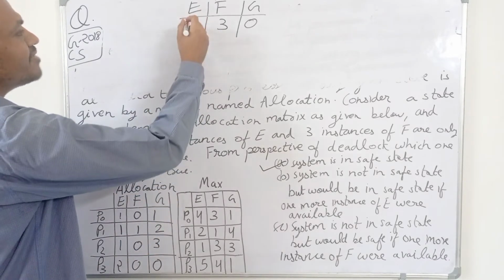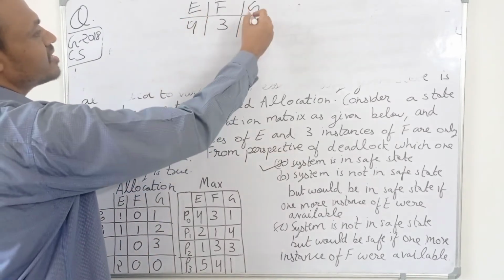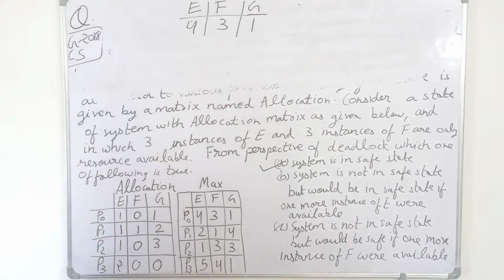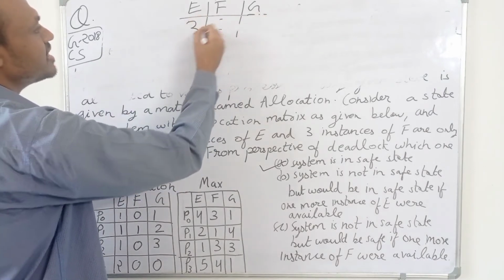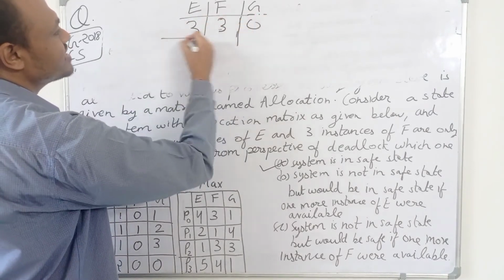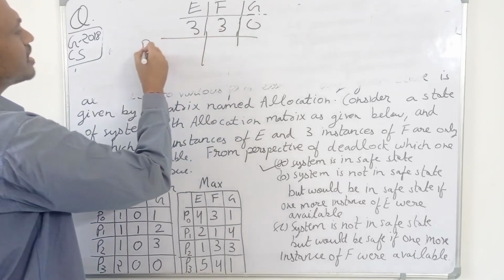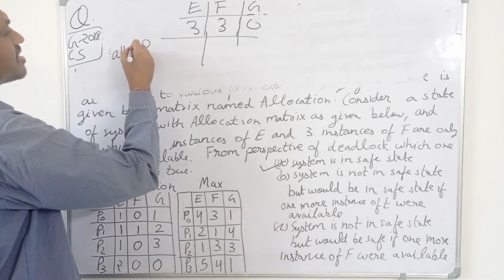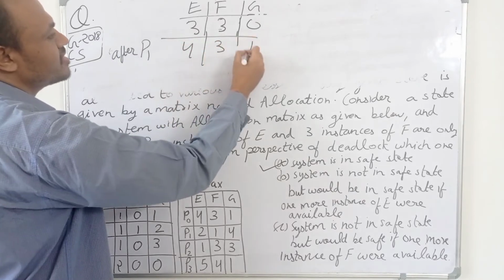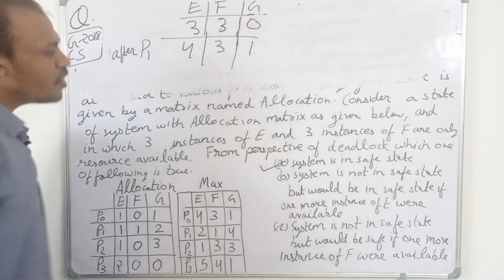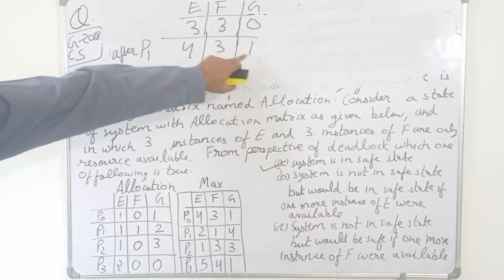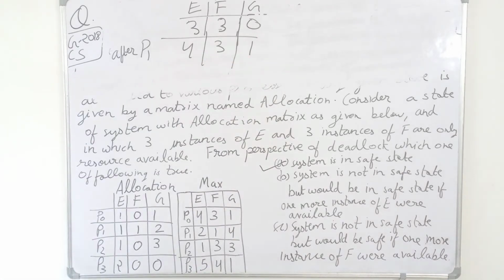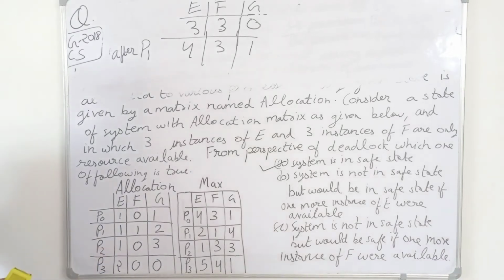So now we will have 4 of E available and 1 of G available with us. Okay, or I will add it in a separate line. So after P1 completion, we now have 4, 3 and 1 of G available. Now we have four instances of resource E available with us, 3 of F available with us and 1 of G available with us. Okay, so we can now satisfy P2 also.